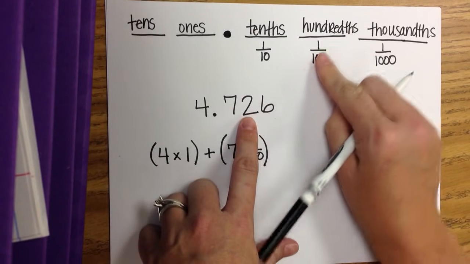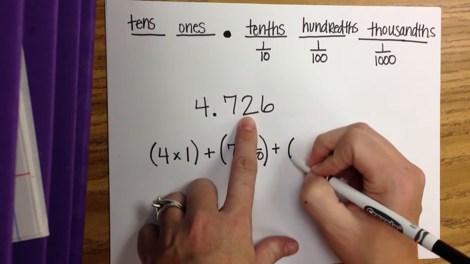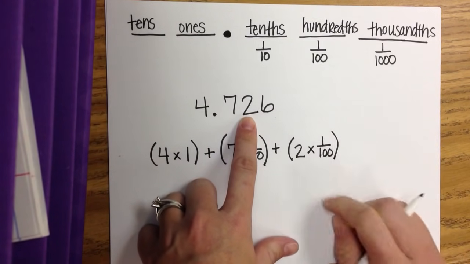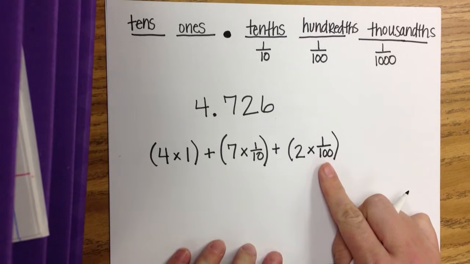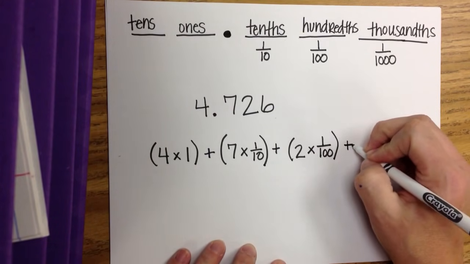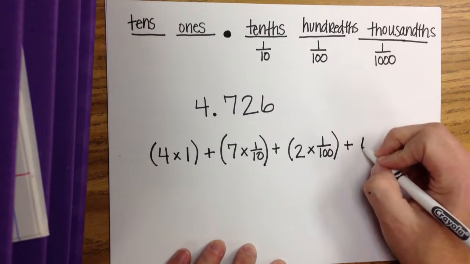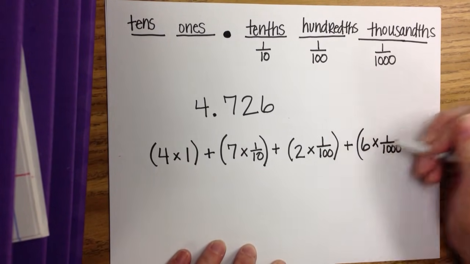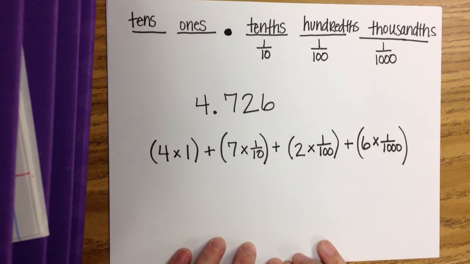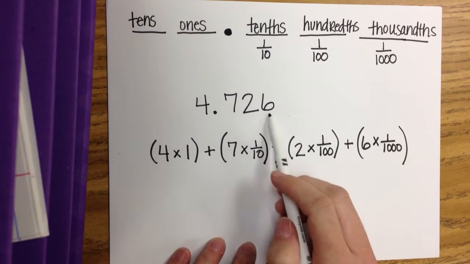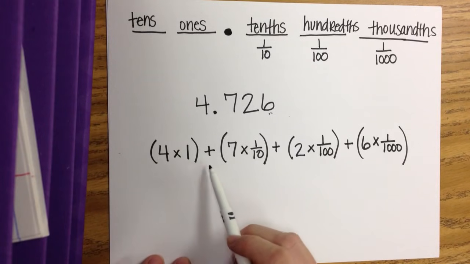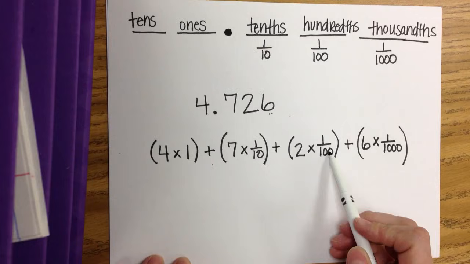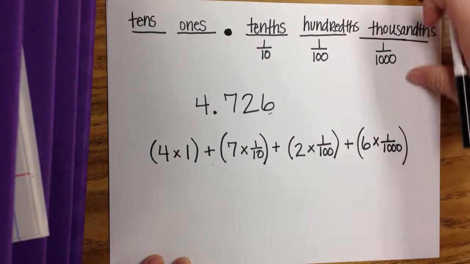The 2 is in the hundredths place, so therefore I can write 2 times 1/100th, because there are 2 hundredth pieces. Plus, there are 6 in the thousandths place. So the expanded form for 4 and 726 thousandths is 4 times 1 plus 7 times 1/10 plus 2 times 1/100th plus 6 times 1/1000th.